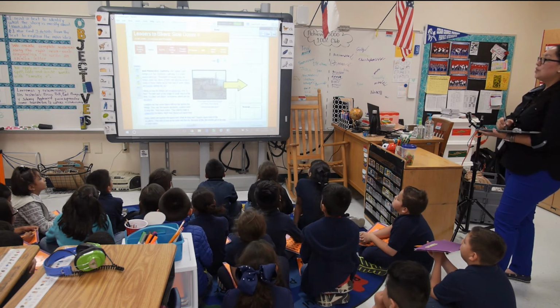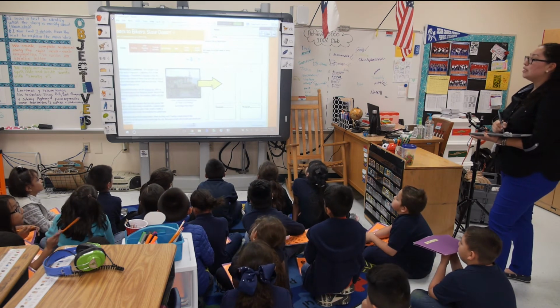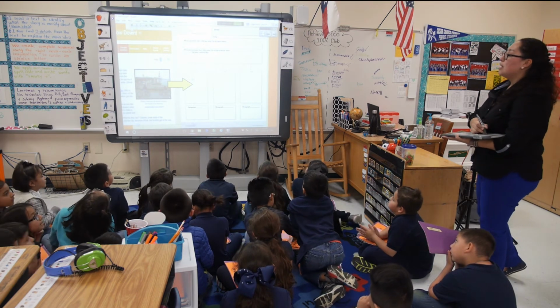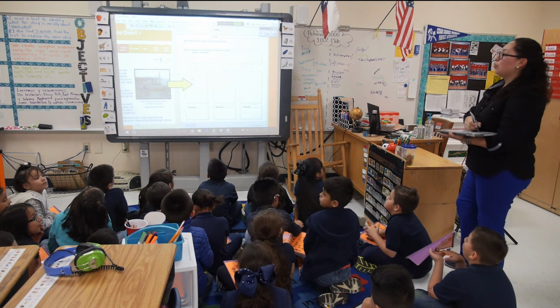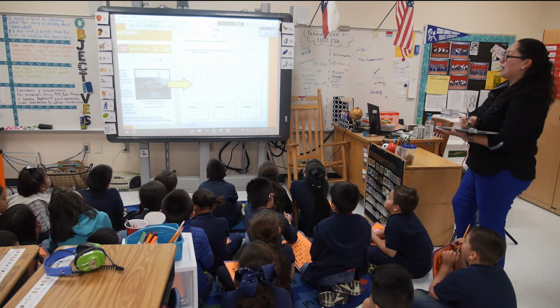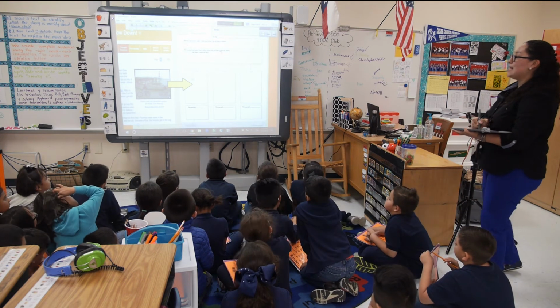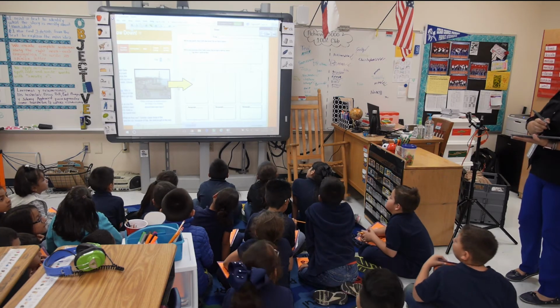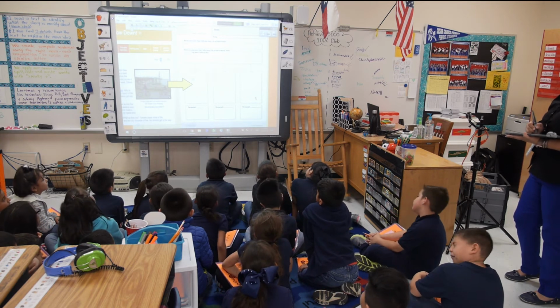So what we're going to do is that you have to read your Achieve article, and you have to help me find a word. If you have to tell me in one word what this whole article was about, then you're going to write it right here. Here is our main idea, our pizza. We talked about our pizza in our anchor chart. Remember our anchor chart? Okay. Now, we're going to write a sentence about what the story is mostly about, like Nancy told us, and then you're going to tell me 3 details.